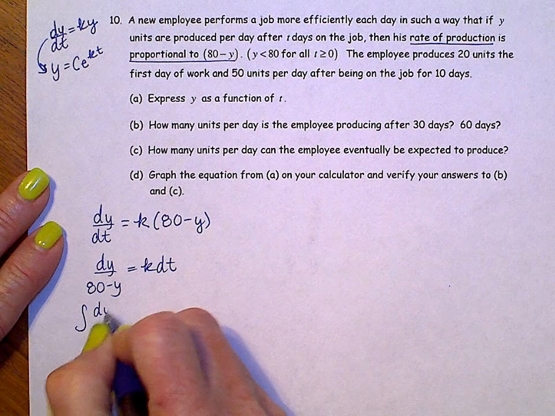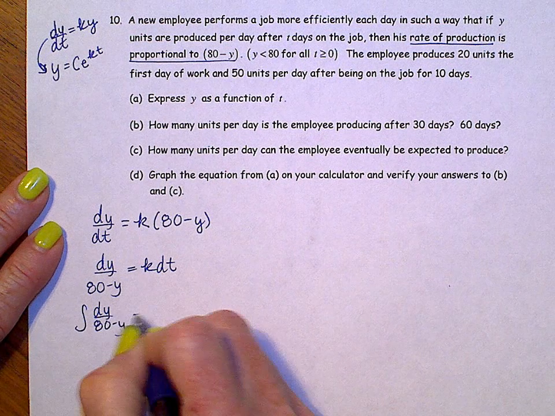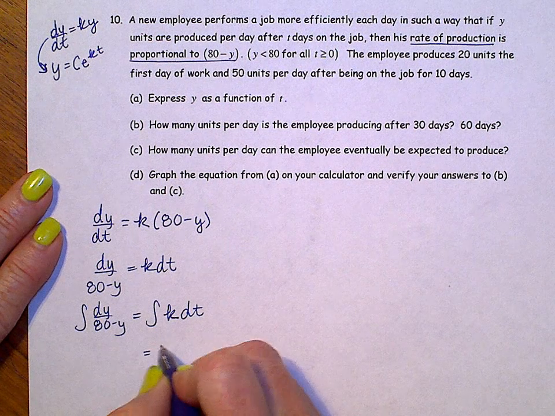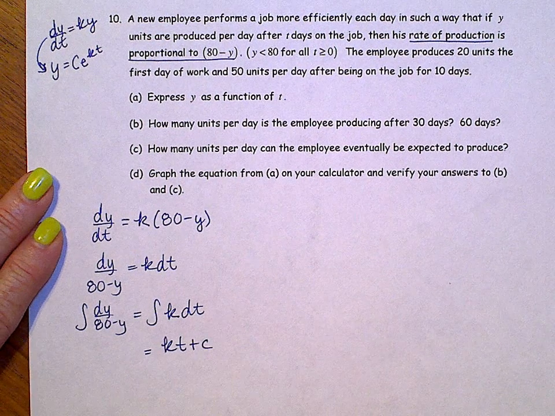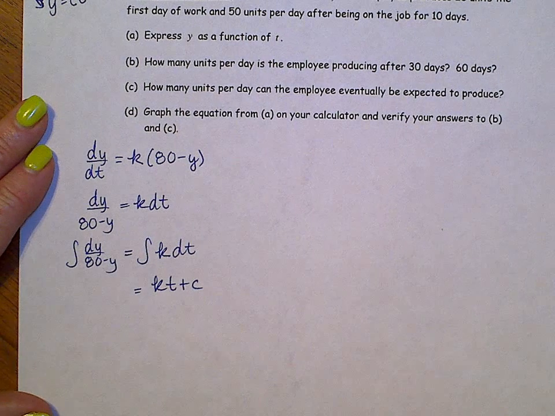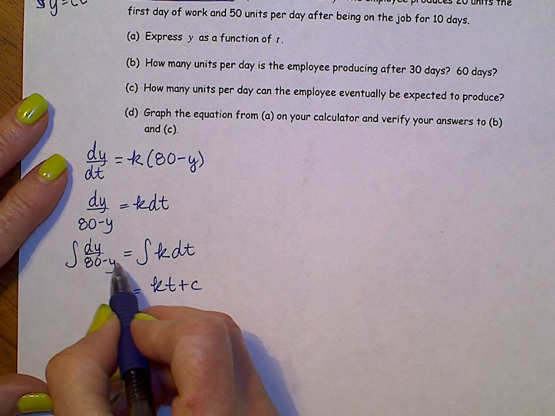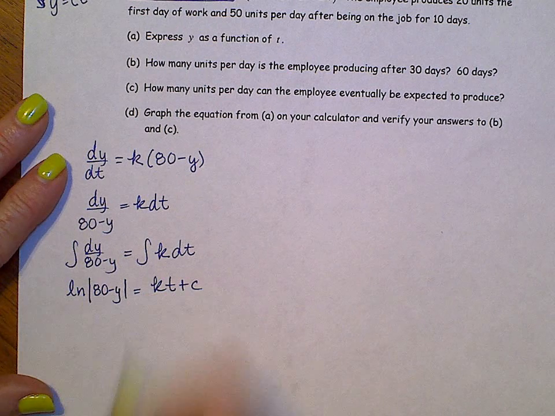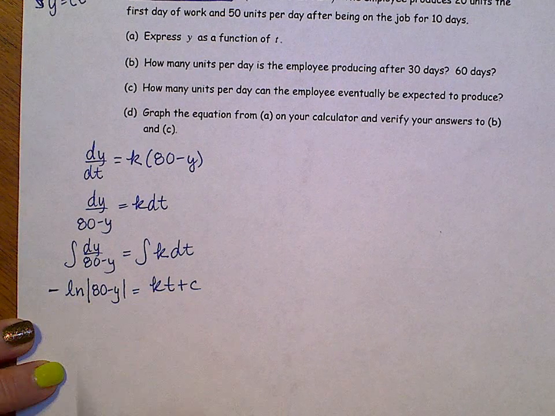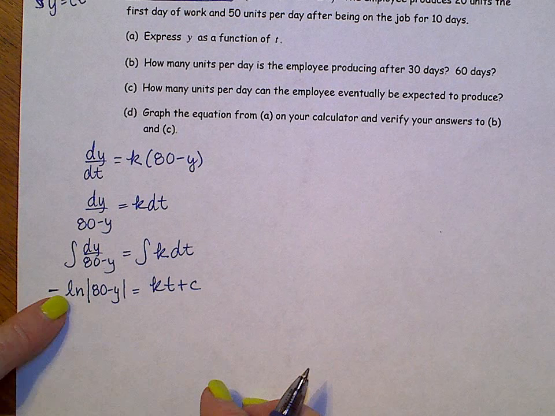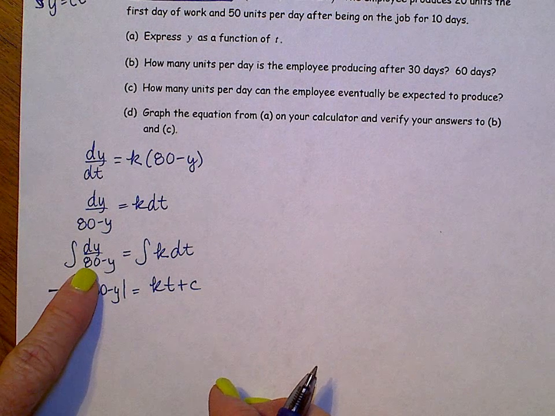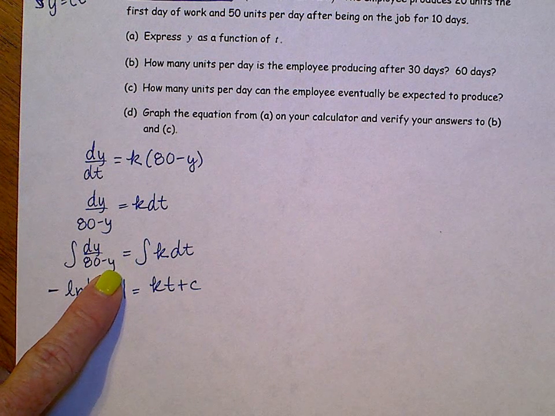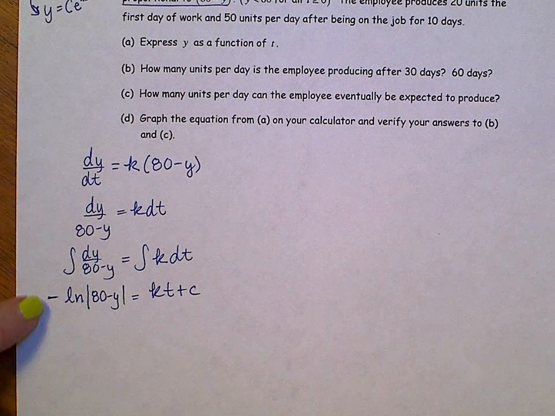Anti-differentiate both sides. Right hand side clearly kt plus c, that's the easy one. Left hand side, you have to be very careful here when you do this antiderivative. This is the natural log of the absolute value of 80 minus y, but it's negative. It is negative there because if you think about doing a u substitution, u would be 80 minus y, and du would be negative dy. That's where that negative comes from.